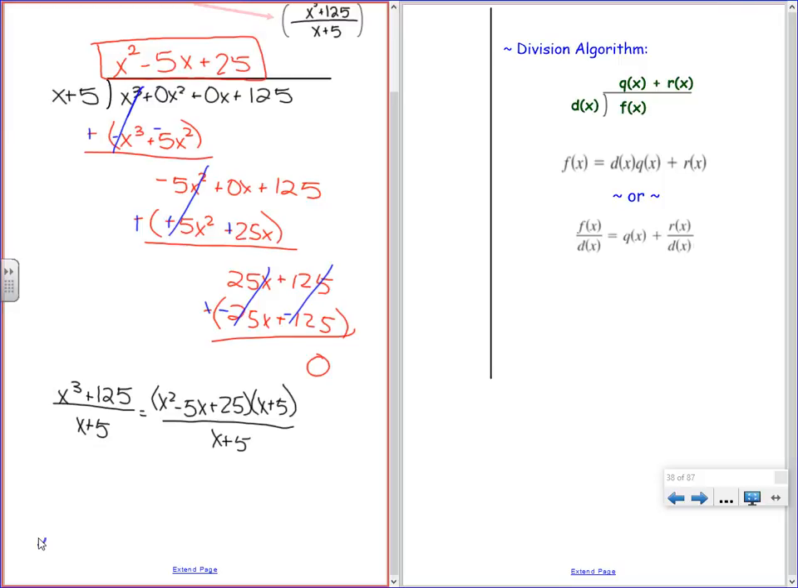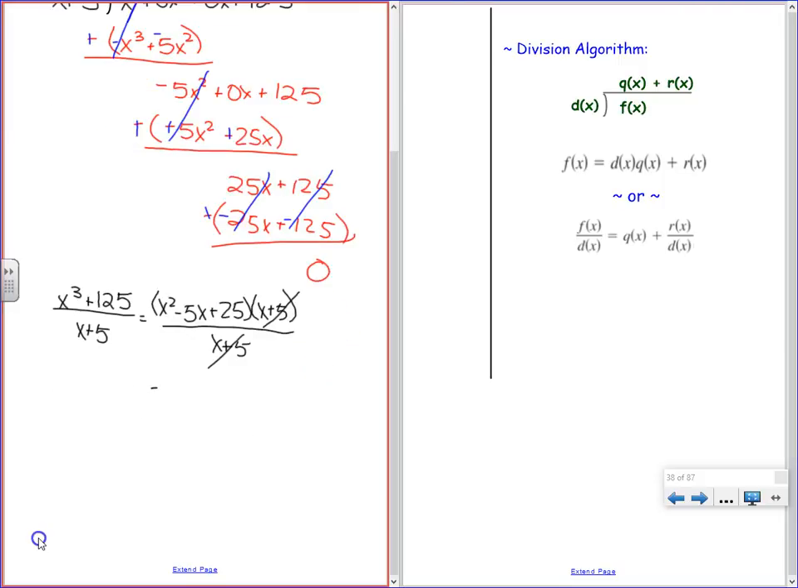That means these two multiplied together, if we were to do the nasty distribution, right, we have to distribute everything to everything, it would end up right back here. Which is why you can see another way that we can say this division just equals the x squared minus 5x plus 25.